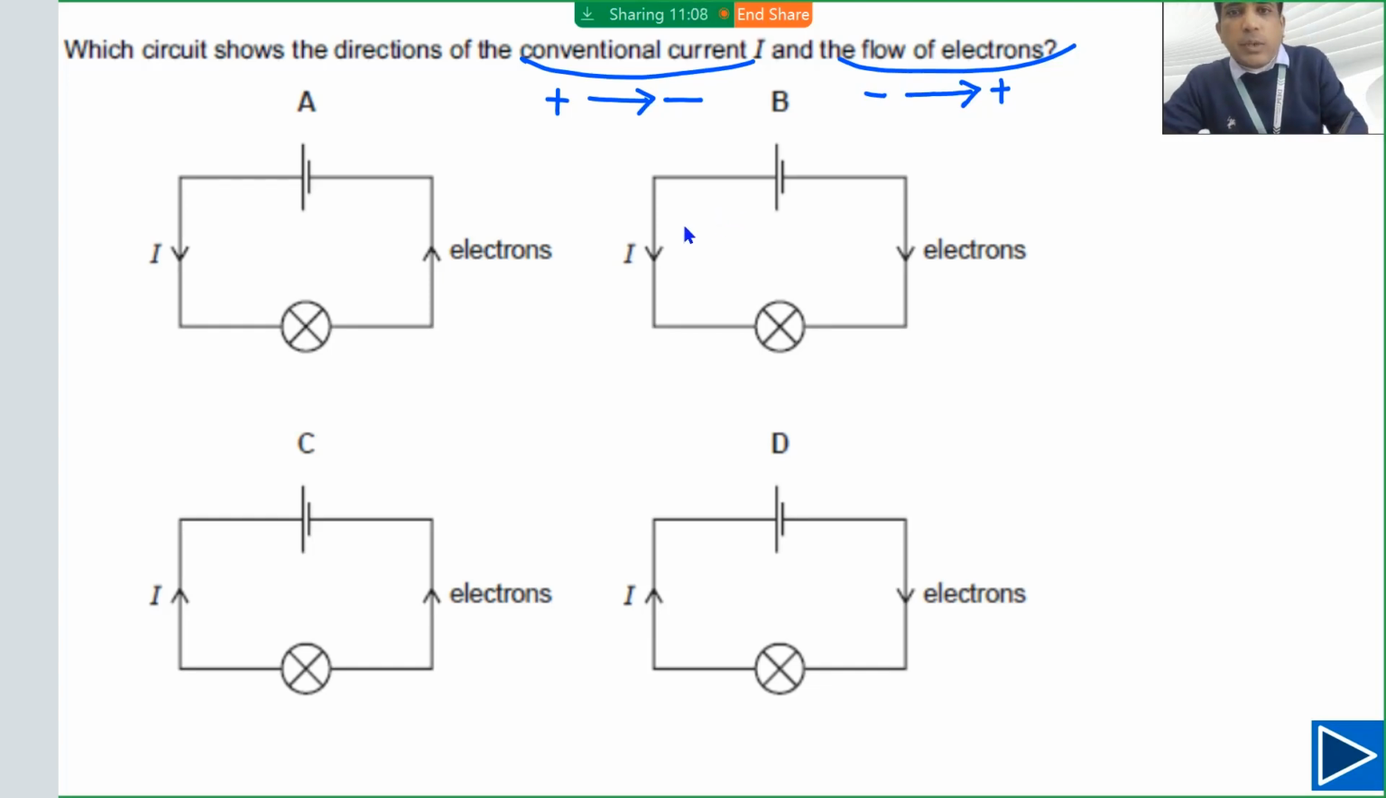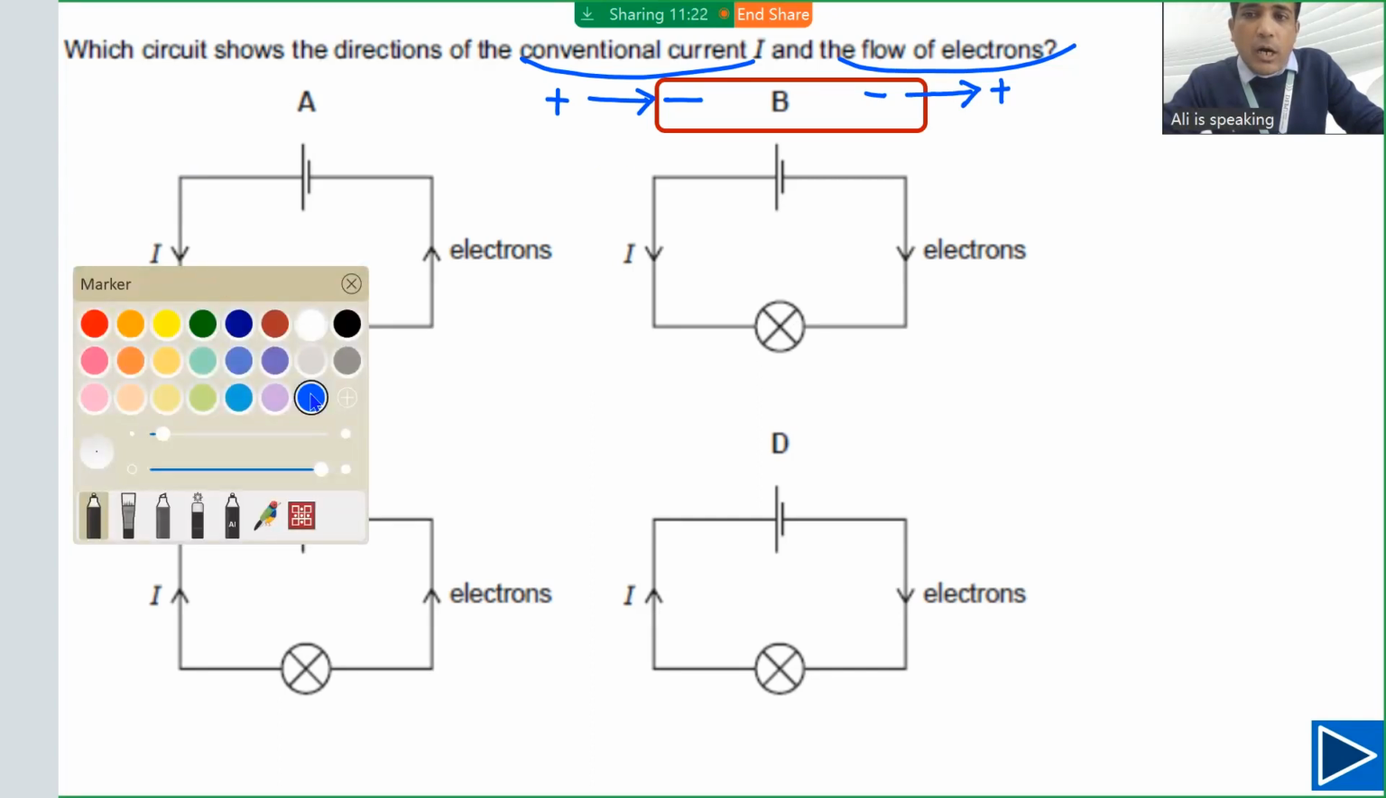Okay, so the answer for this question, I hope you have figured out by yourself. The answer for this question has to be B. B has to be the answer. So this one is the right answer. Now let me explain to you how we got this answer.